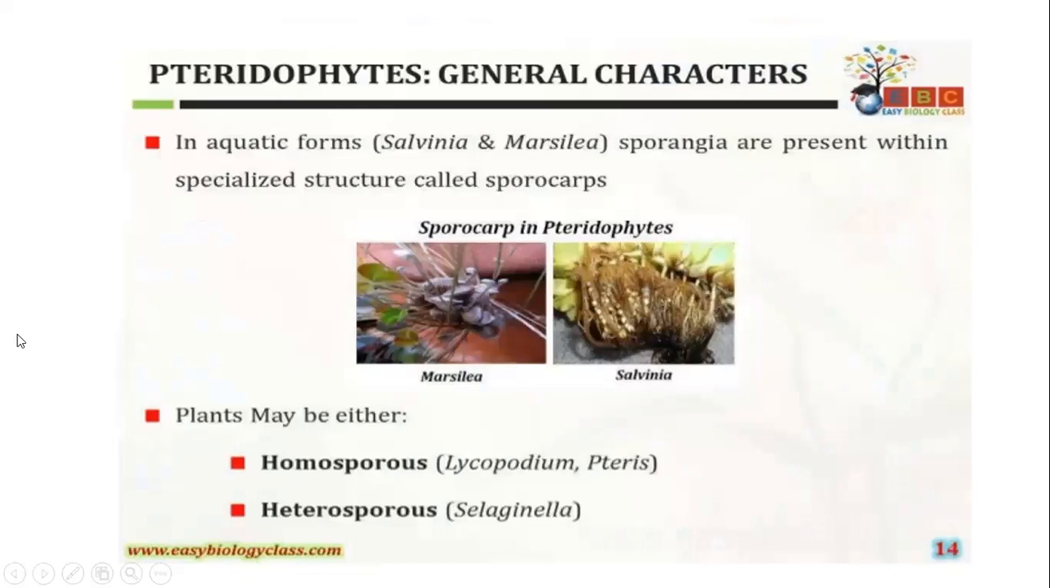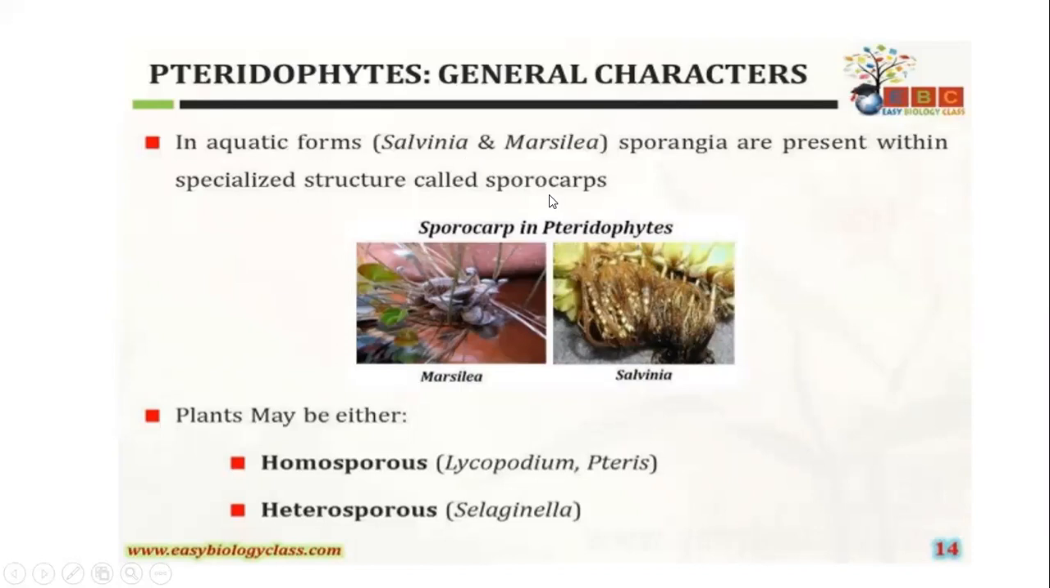Right. Next, when we talk about the aquatic forms, we have already discussed habitat: there are terrestrial forms, aquatic forms, and at the same time xerophytic forms also. In aquatic forms like Salvinia and Marsilea, the sporangia are present in a fruiting body, a specialized structure called a sporocarp. The sporangia are not on the leaf; they are developed in specialized structures called the fruiting bodies, the sporocarp.